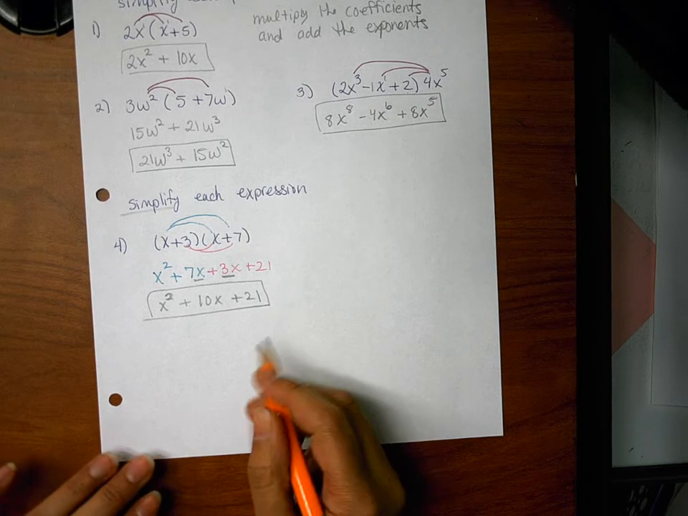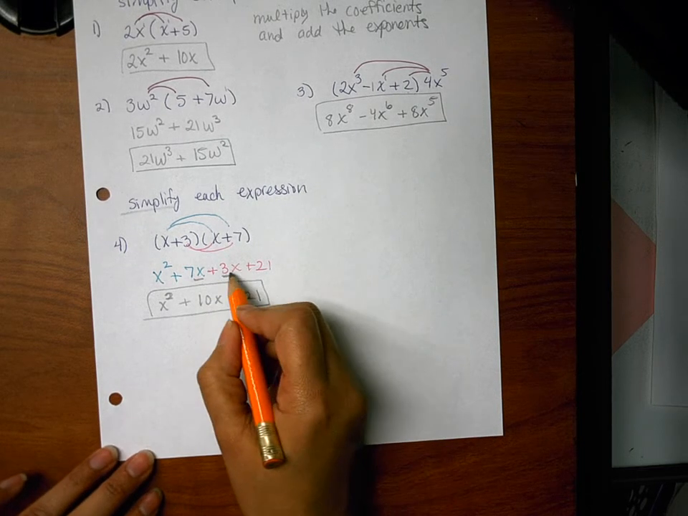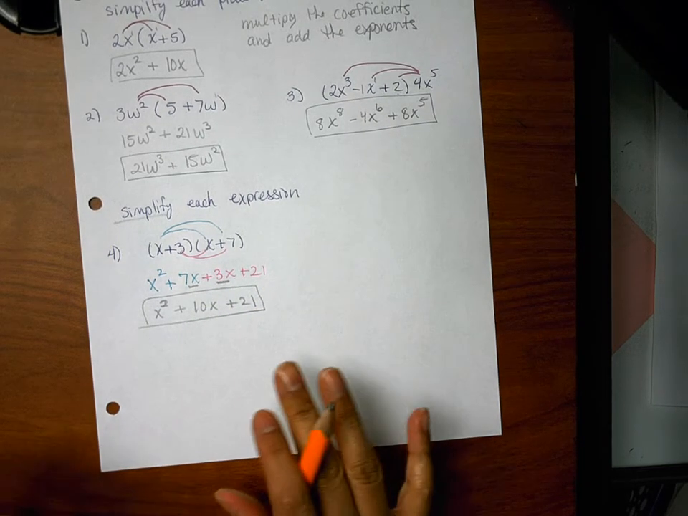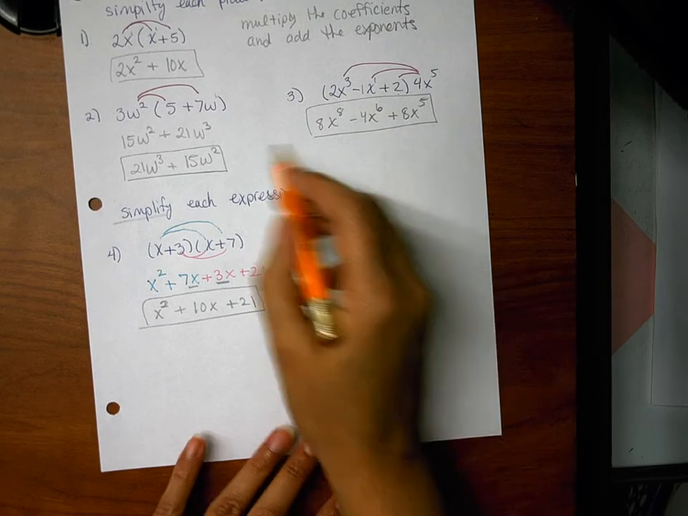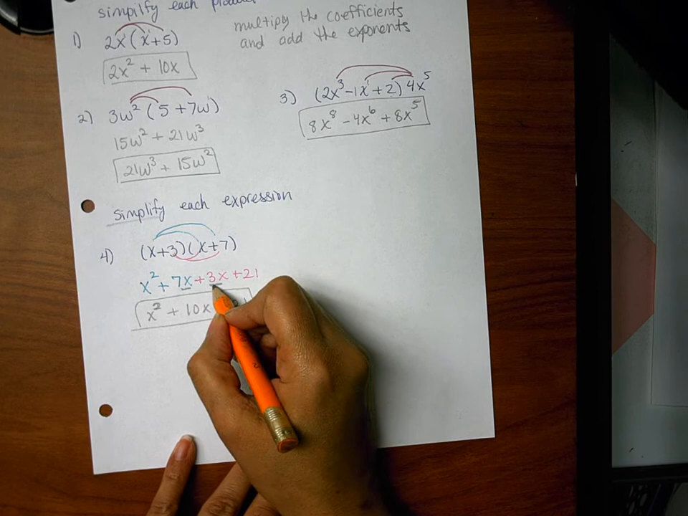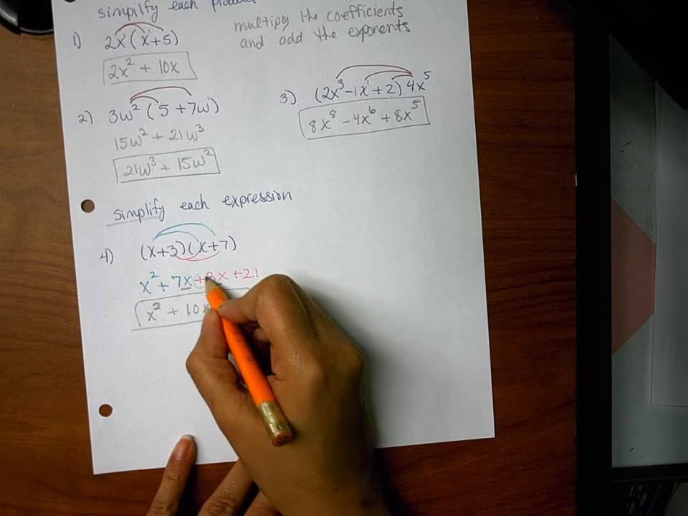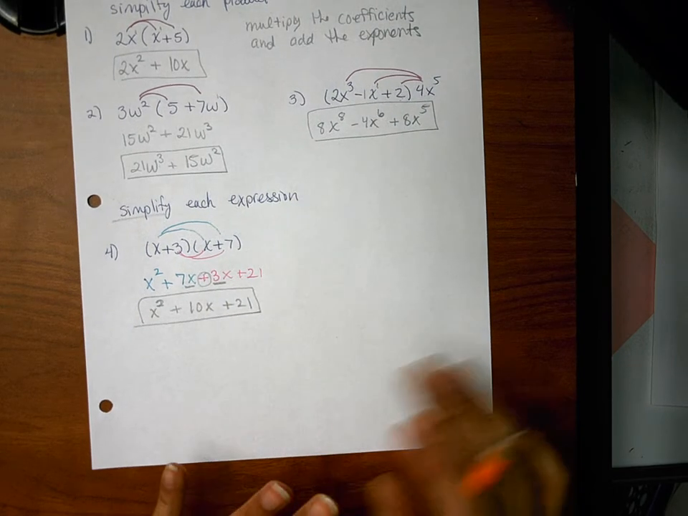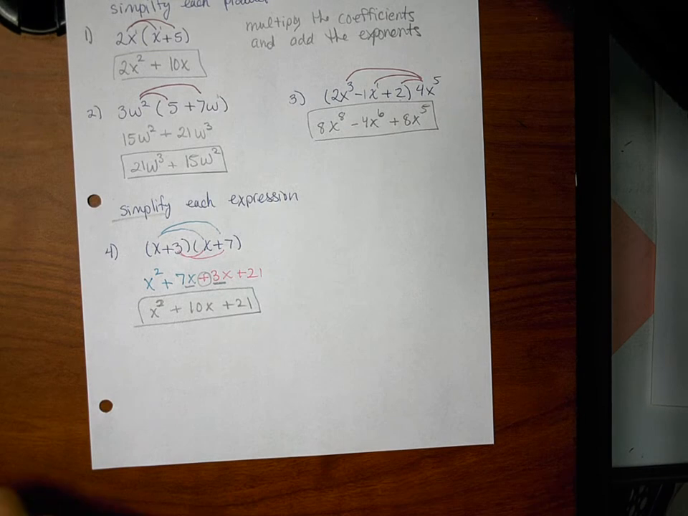Now, a common mistake kids make is they'll add it and call it 10x squared. When you're adding like terms, you don't add the exponents. The exponents stay the same. You only add the exponents when you're multiplying. And right here, it's not 7 times 3x, it's 7 plus 3x. So I just add the coefficients, x stays x.